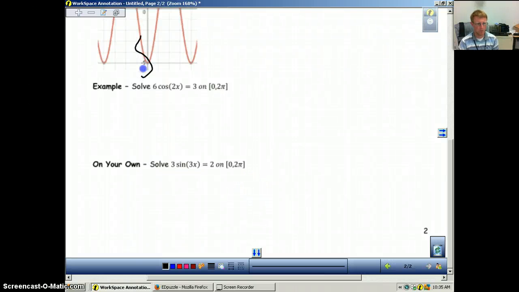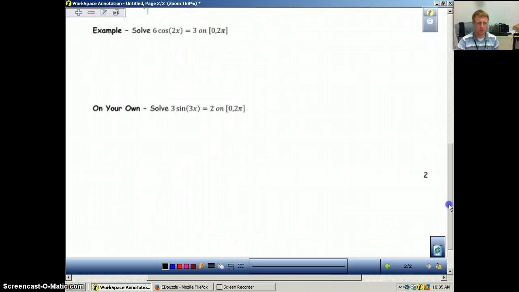So finishing this up, this actually is a little bit tricky, and I imagine that some of you will be confused on this. So let's just go through this real quickly. We're going to solve this equation the same way we did in the first section. We want to get our cosine by itself if possible. So the first thing you're going to want to do here is divide by 6 on both sides, and we're going to be left with the cosine of 2x equals 1/2, because 3 over 6 is equal to 1/2.